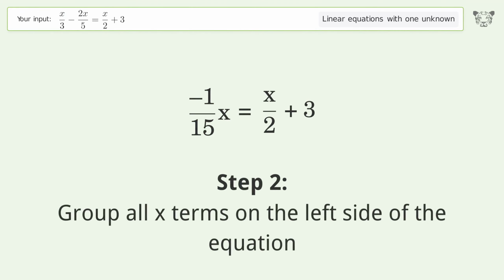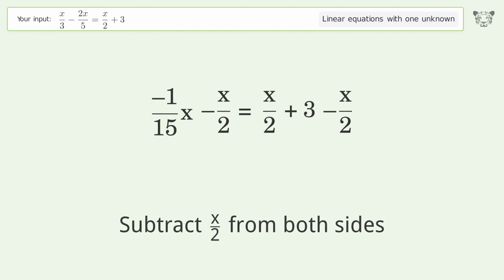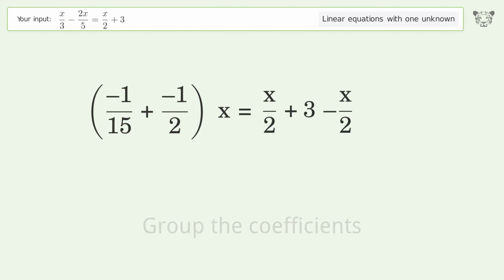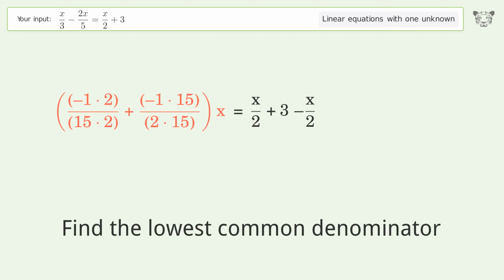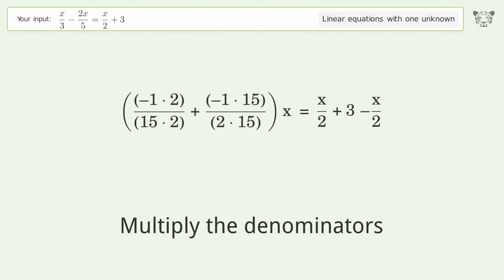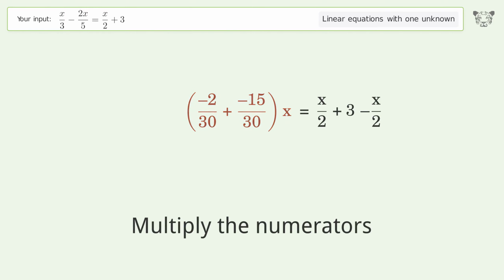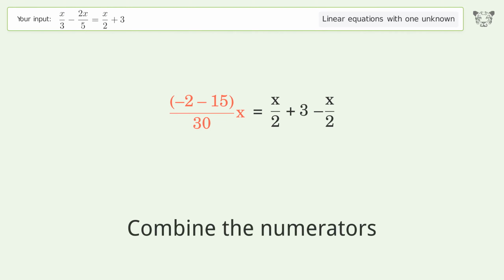Group all x terms on the left side of the equation. Subtract 10/2 from both sides. Group the coefficients. Find the lowest common denominator. Multiply the denominators. Multiply the numerators. Combine the fractions. Combine the numerators.